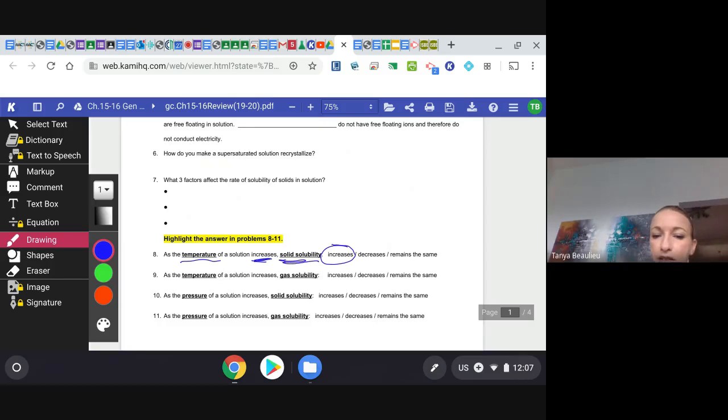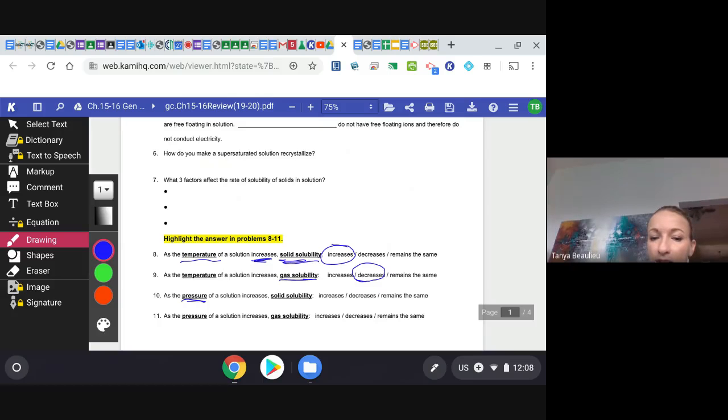Now the opposite is true for gases. As you increase the temperature, so for example, if you increase the temperature of pop, it can hold less gas. That's why warm pop becomes flat, because it's holding less gas. So that is a decrease in solubility then.